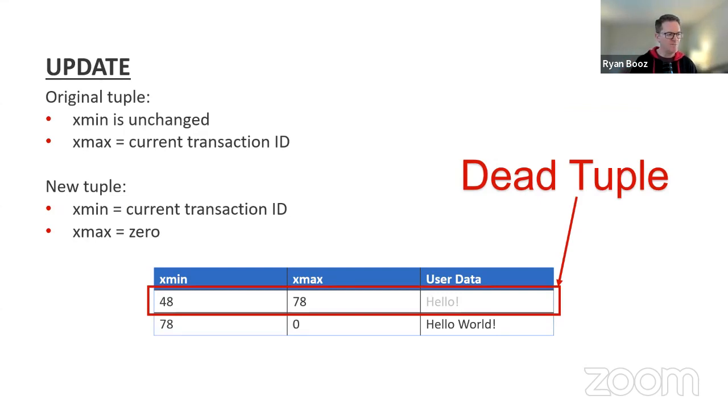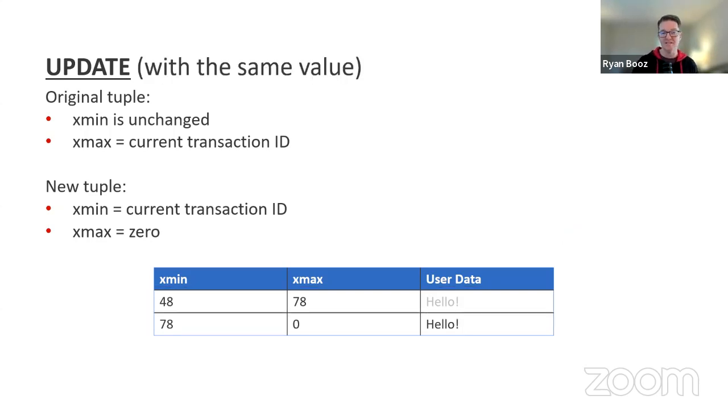Now, immediately, what most people ask is, well, what if I update the value to the same thing, right? I'm not creating anything different. What if I have a process that checks every so often and just updates the value and it might be the same value? Well, the reality is the exact same thing happens. So even if I simply say update user data equals hello, I'm still going to expire the previous row and create a new row with the current transaction ID.